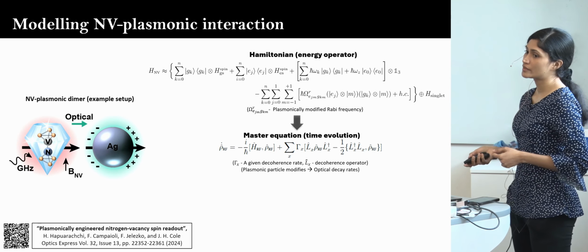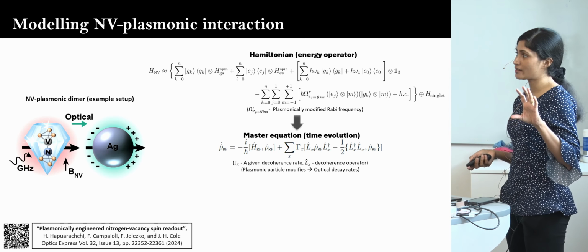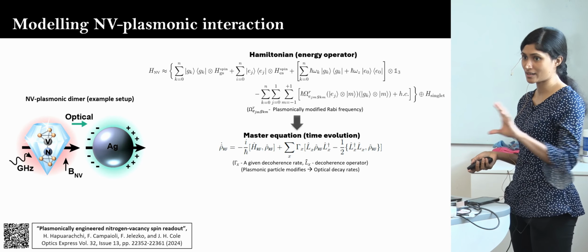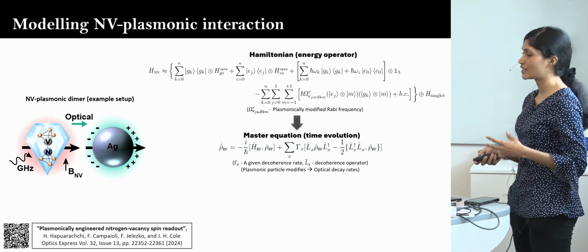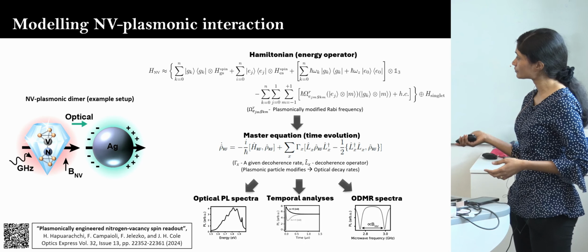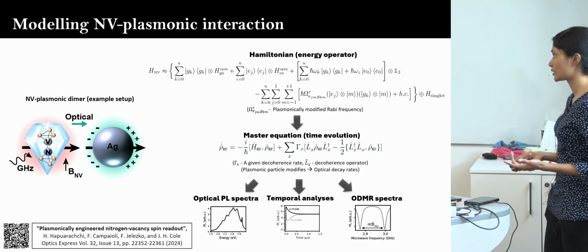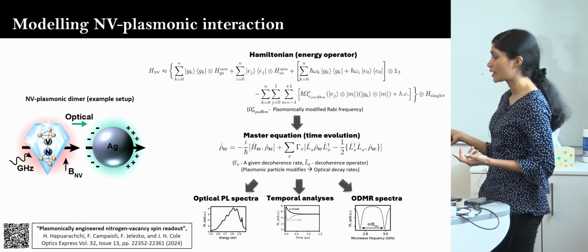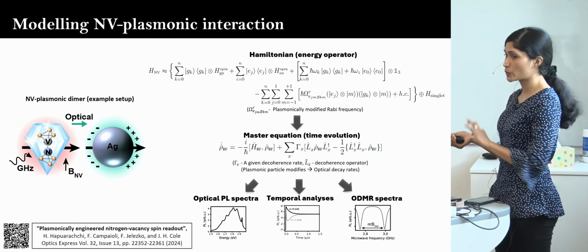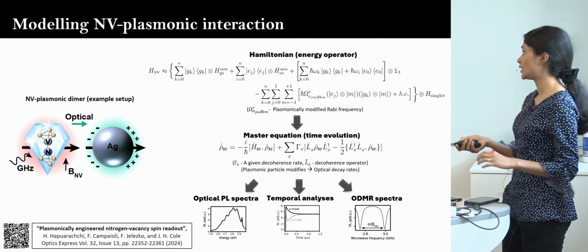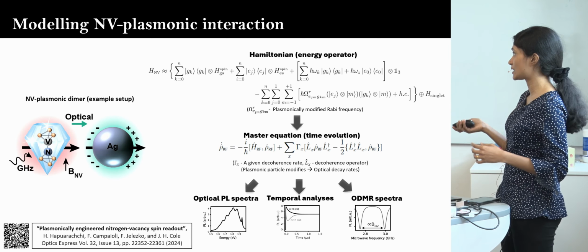Now, after we've solved the master equations, we have the set of states as it evolves in time, and we can do a lot with that information. For example, we can calculate the optical photoluminescence spectra using correlation functions. We could do a time domain analysis. We could do microwave frequency sweep steady state values and get ODMR spectra, and these are some of the things that we can do.